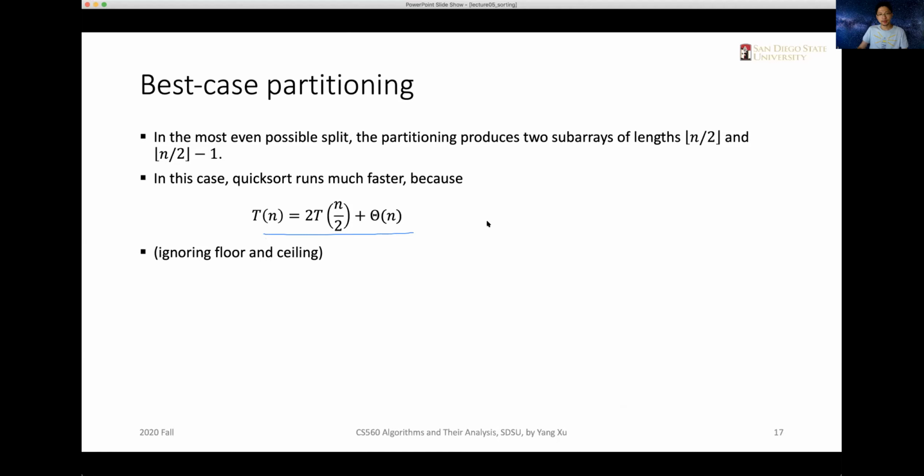And this reminds us of the merge sort algorithm, and also if we use the master theorem, we have a equals 2, b equals 2, and the logarithm base b of a is 1. So basically the solution is n times the logarithm of n.